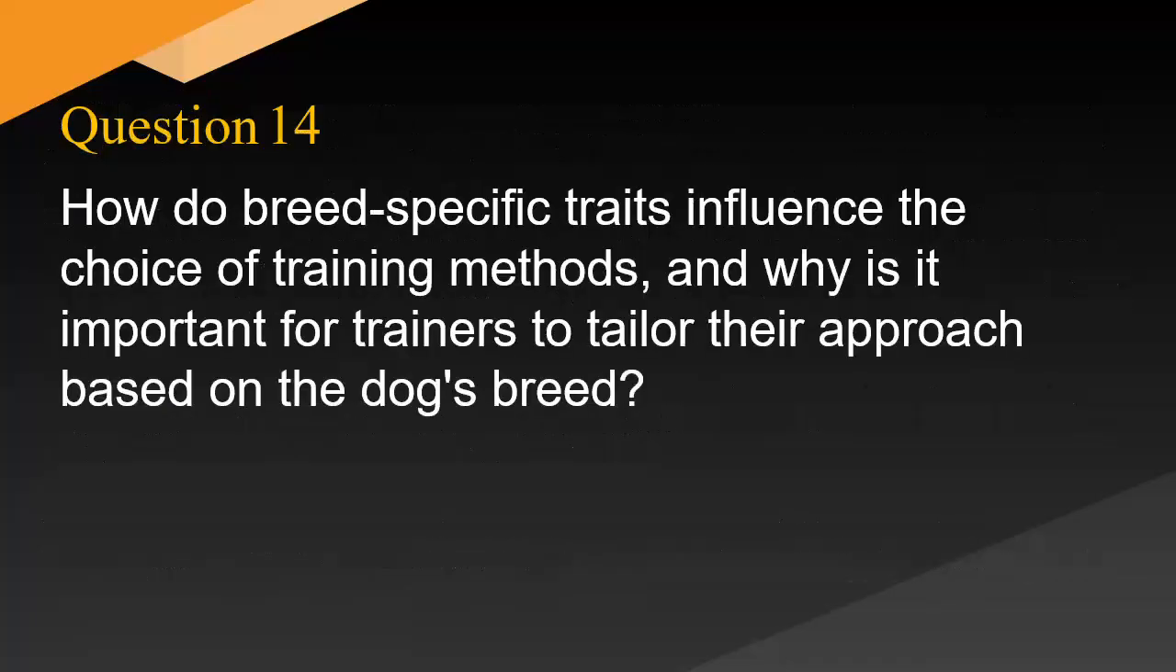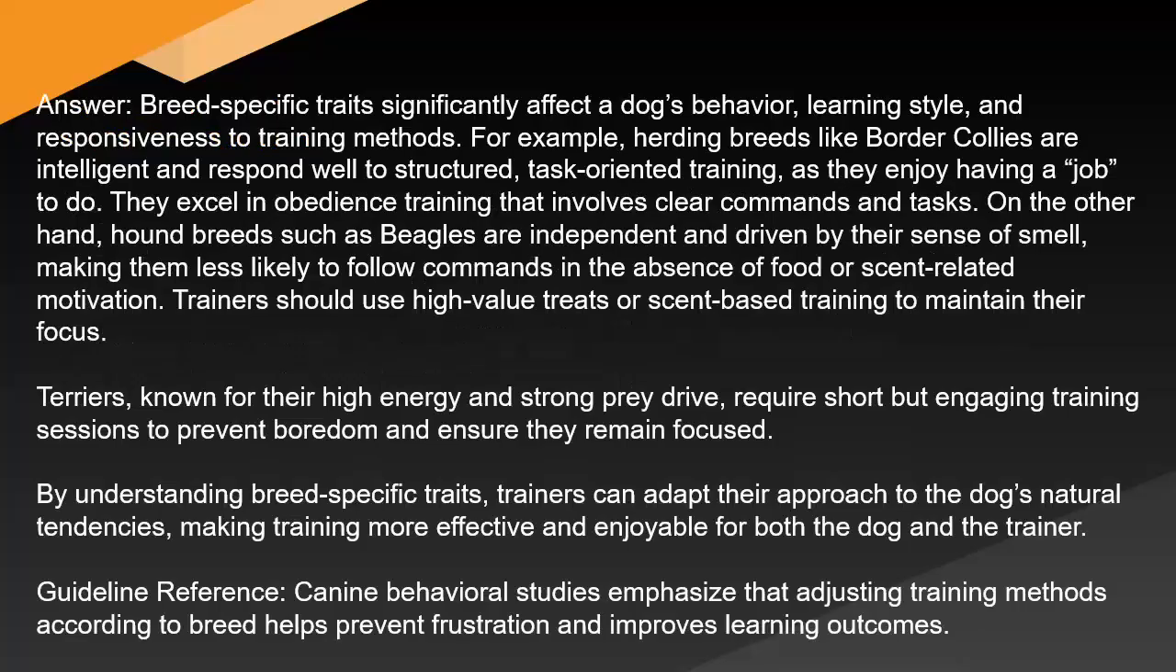How do breed-specific traits influence the choice of training methods, and why is it important for trainers to tailor their approach based on the dog's breed? Answer: Breed-specific traits significantly affect a dog's behavior, learning style, and responsiveness to training methods. For example, herding breeds like Border Collies are intelligent and respond well to structured, task-oriented training as they enjoy having a job to do. They excel in obedience training that involves clear commands and tasks.